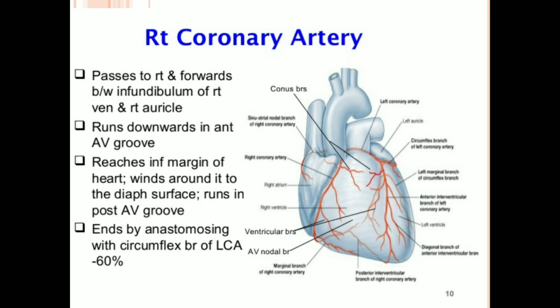Origin. You can see here the artery which I am talking about, that is called the right coronary artery. The right coronary artery arises from the anterior aortic sinus of the ascending aorta. You can see this is the ascending aorta that you are looking at. So it arises from the anterior aortic sinus of the ascending aorta. So that is the origin.